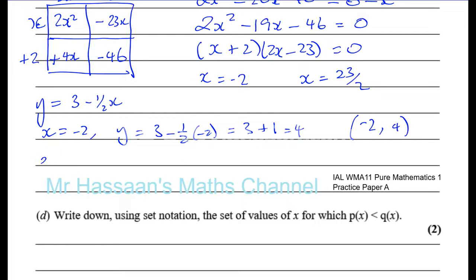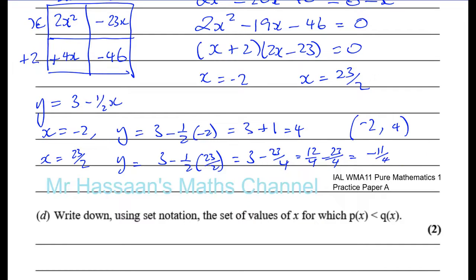And the other point, when x is equal to 23 over 2, y is equal to 3 minus a half times 23 over 2, which is 3 minus 23 over 4. Make that over 4: 4 3s are 12, so 12 over 4 minus 23 over 4, and that's going to give you negative 11 over 4. So the other point is when x is 23 over 2, y is negative 11 over 4.